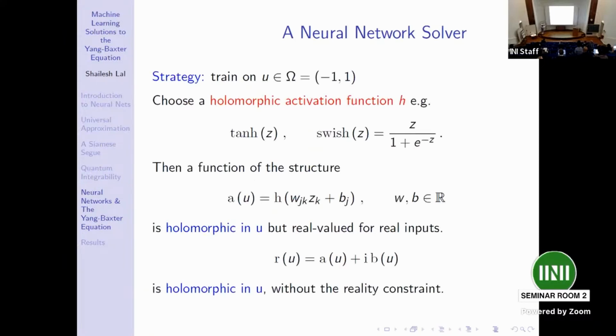So we extend it a little bit. We construct functions that are sums of these two holomorphically activated neurons, A plus IB. So this is holomorphic in U, but without the reality constraint. Yes, so this is going into the architecture.